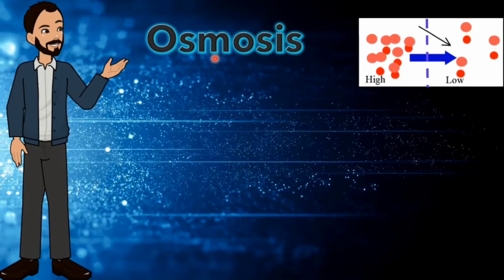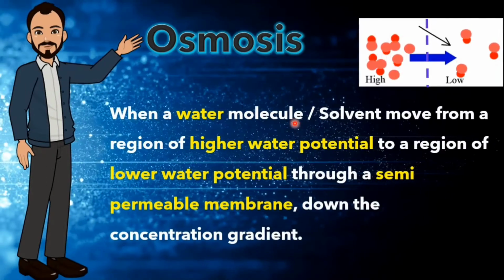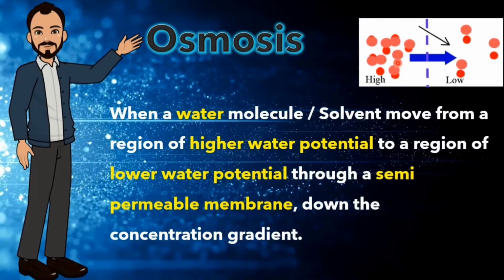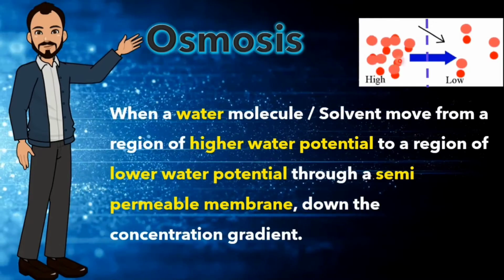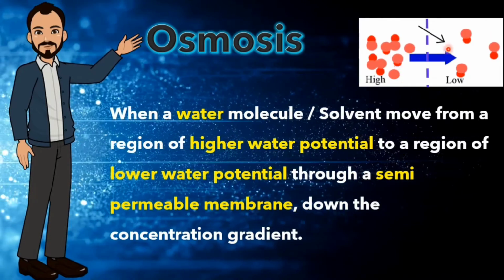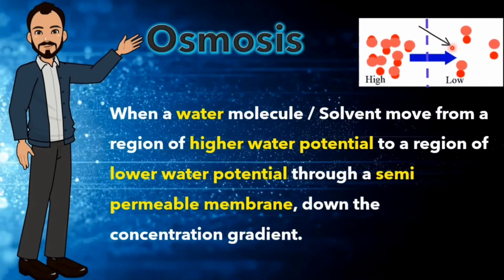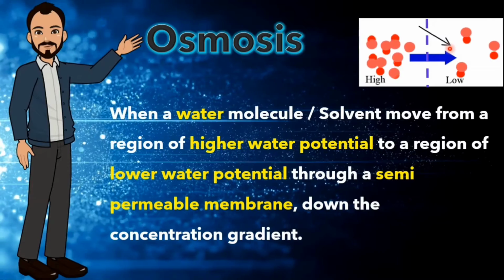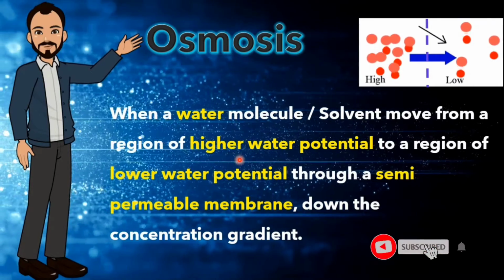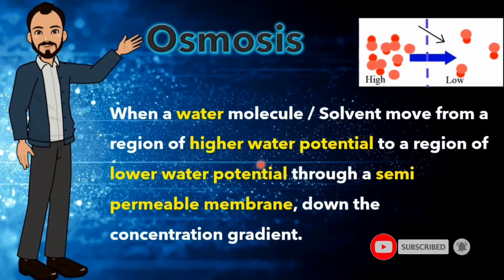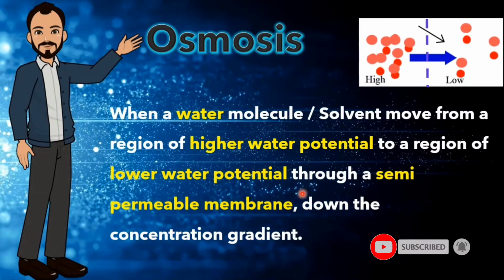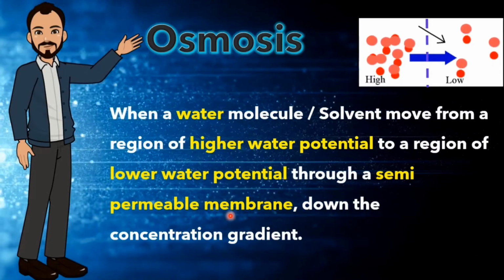Osmosis. When a water molecule or solvent moves from a region of high water potential to a region of lower water potential through a semi-permeable membrane, down the concentration gradient, it is called osmosis. Please remember these highlighted keywords. When you compare with the definition of diffusion, here the semi-permeable membrane is included.